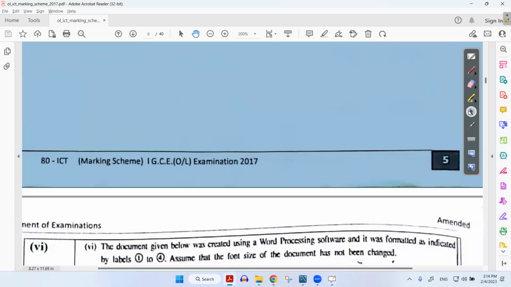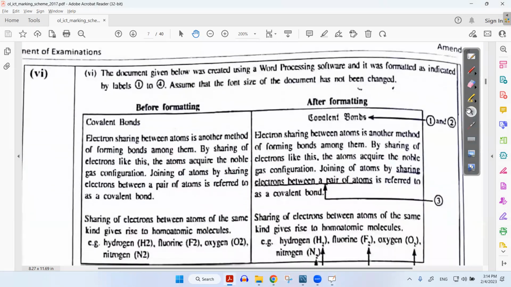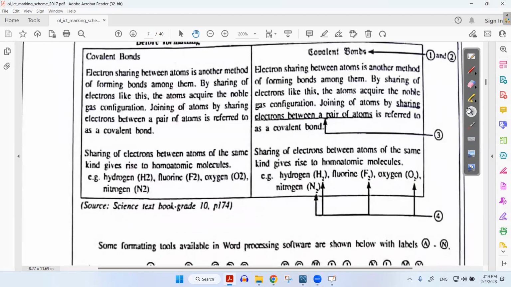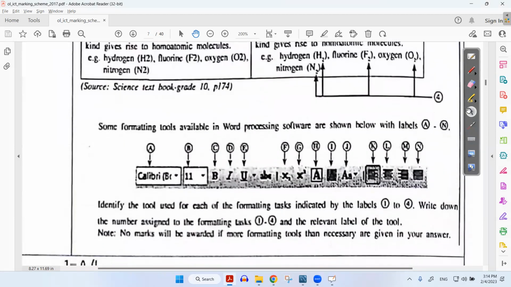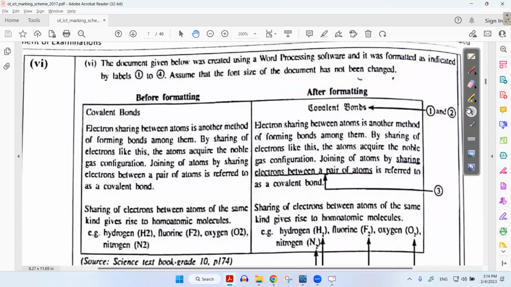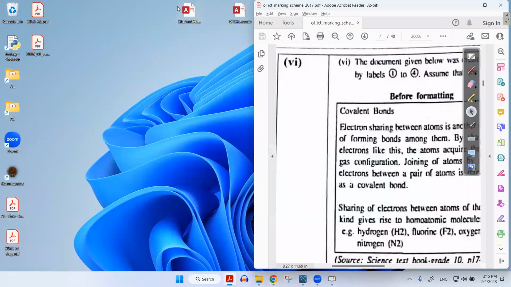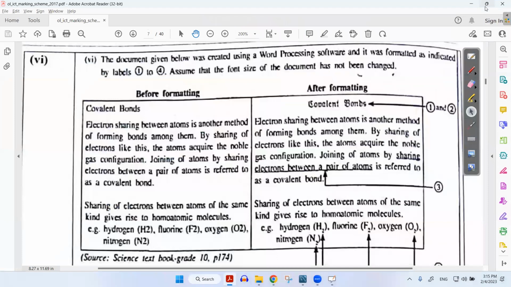The 6th. Yes, they have given you before formatting and after formatting situations, and they are asking what are the tools that you can use for the 1, 2, 3, and 4 formattings. So in 1, they have changed the font type, and in 2 they have center aligned it, the 3rd one they underlined it, the 4th one they used subscript.